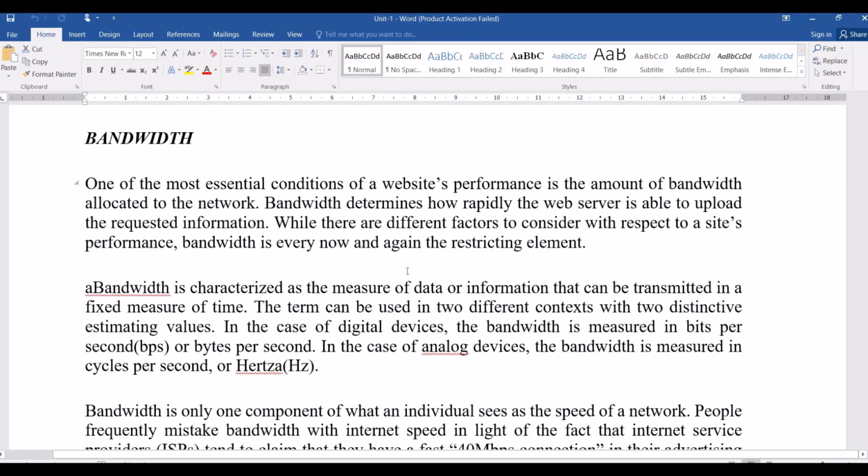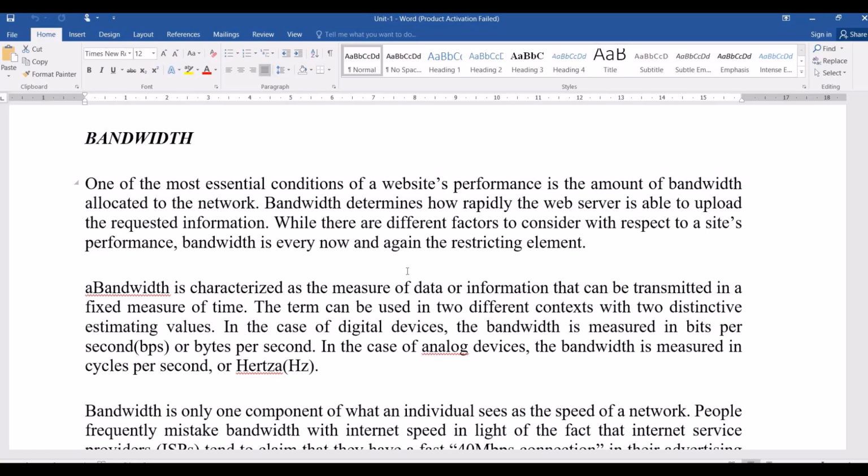One of the essential conditions of website performance is the amount of bandwidth allocated to the network. Bandwidth determines how speedily the website server is able to upload the requested information. There are different factors to consider with respect to site performance, and bandwidth is every now and again the restricting element. Bandwidth is characterized as the measure of information that can be transmitted in a fixed measure of time. It can be used in two different contexts with two distinct estimating values.